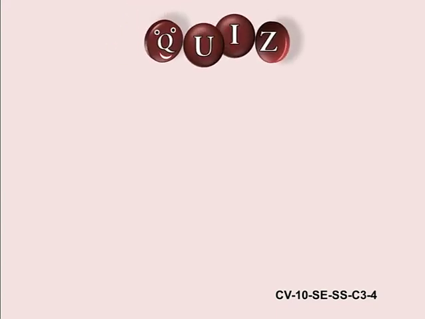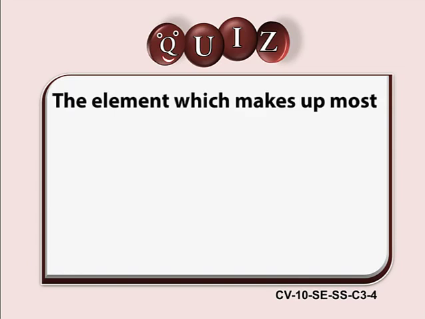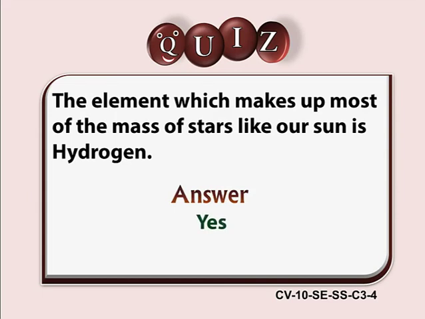You have understood about the life cycle of different stars, small and large. Now you take a small quiz and understand your level of understanding. Are you ready? You just have to identify the correct statements and say yes or no. Here is the question. The element which makes up most of the mass of the stars, like our sun, is hydrogen. Yes or no? Correct. Yes.